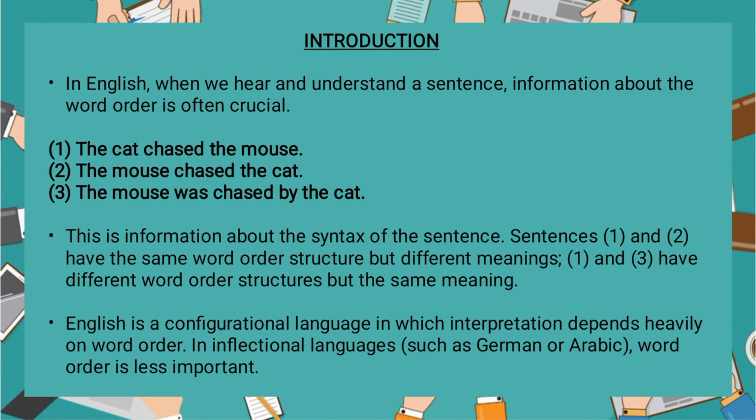For the next one, English is a language where word order matters a lot. It's like a puzzle where the pieces have to be in the right place to make sense. Other languages like German or Arabic are more flexible. They use endings, inflections, to show who's doing what, so the word order isn't as important.